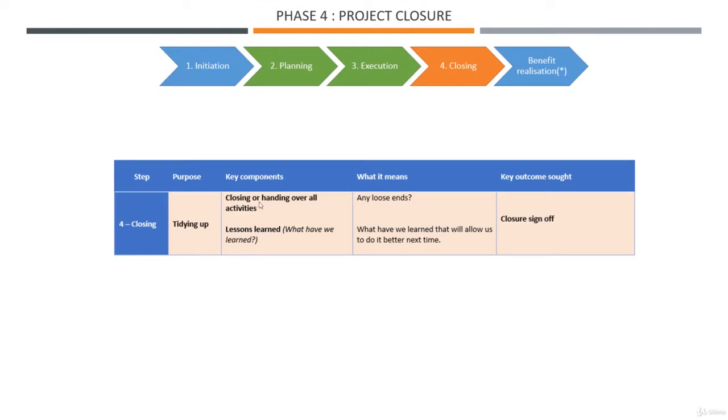Key components: we close or hand over all activities. What it means is we don't want to leave any loose ends. There's also lessons learned. What have we learned that will allow us to do it better next time? The key outcome that we are seeking is closure sign-off. Once the executive, the steering committee, or whoever signs off on a document, then we can formally say the project is closed. But sometimes it doesn't happen quickly, if at all.